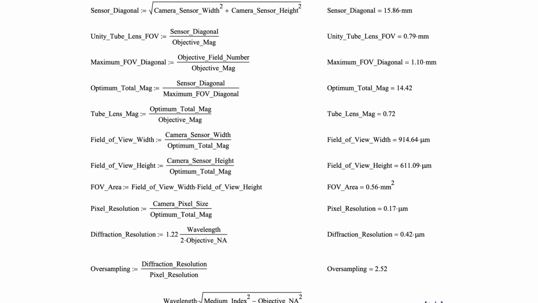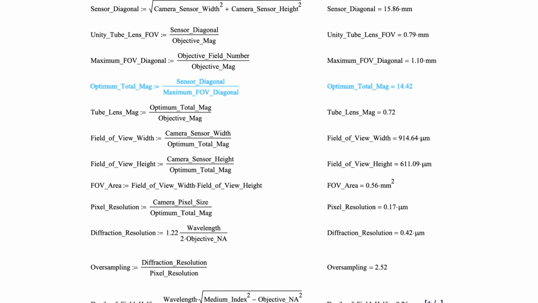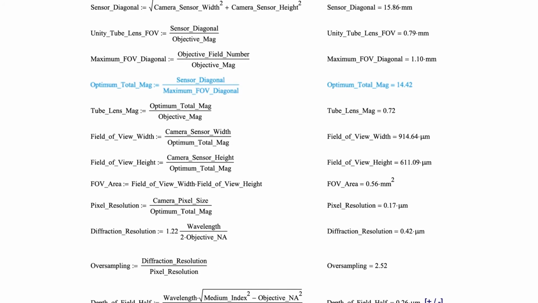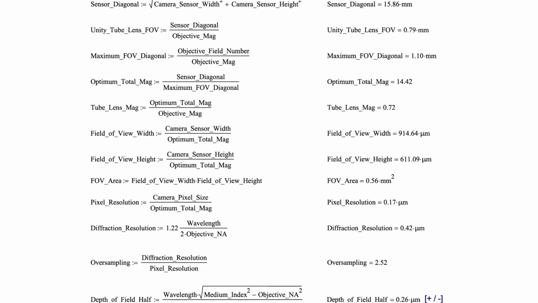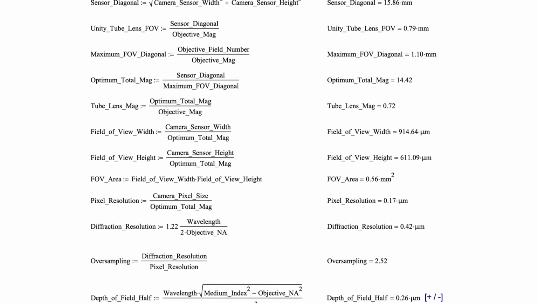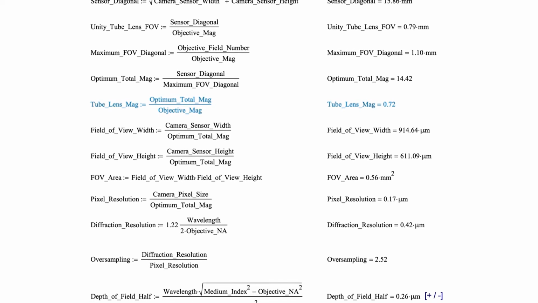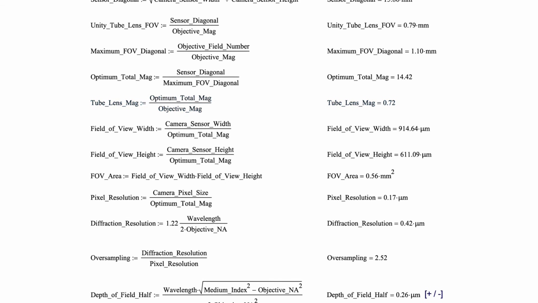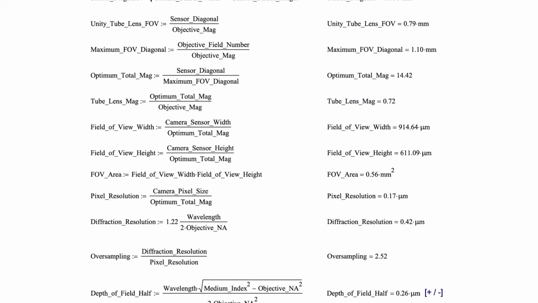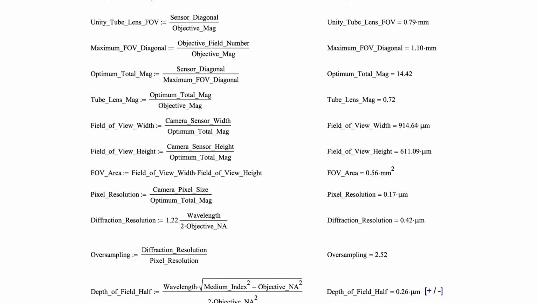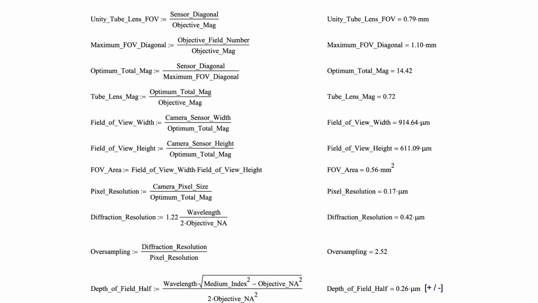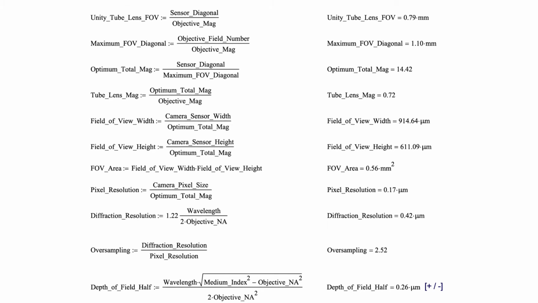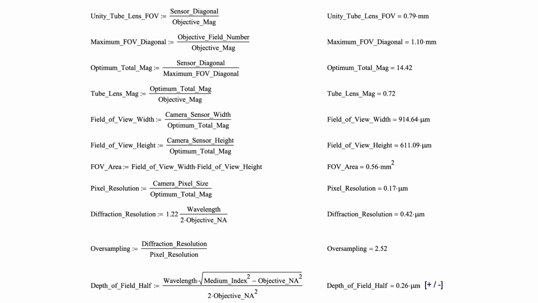So in this case, the magnification we're going to operate at is 14.42, and all that requires is that we change the tube lens focal length such that its magnification is not unity, but is 0.72. So this is a superior use of the sensor. Rather than try to find a sensor that exactly matches the objective field number, we simply use the tube lens magnification as a free variable to match them up.